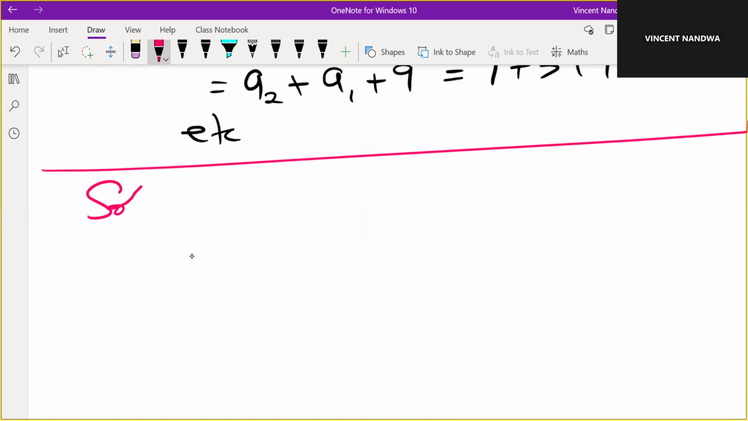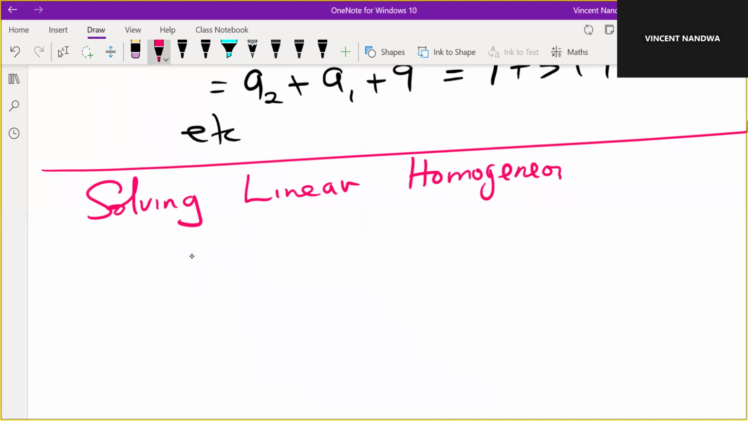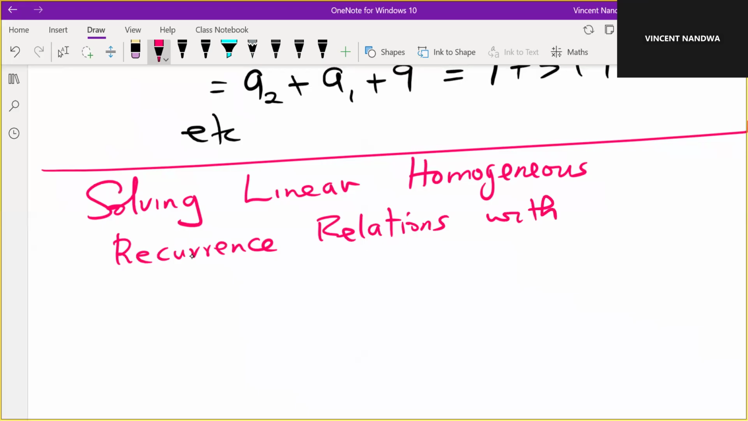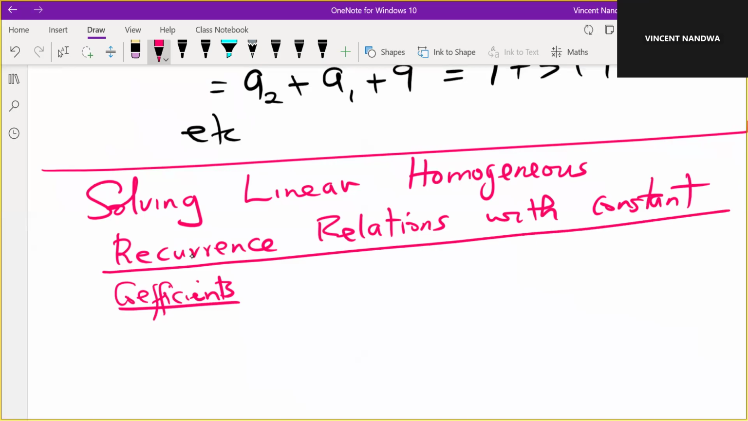So subheading: solving linear homogeneous recurrence relations with constant coefficients. So if you remember what you did in SMA 208 in second year, it is the same structure we followed when we were dealing with differential equations of higher order. We start by solving homogeneous equations.